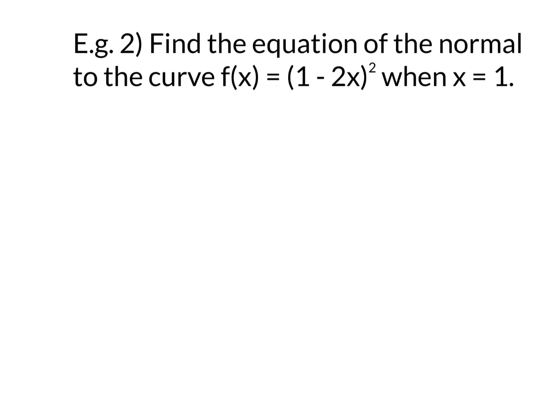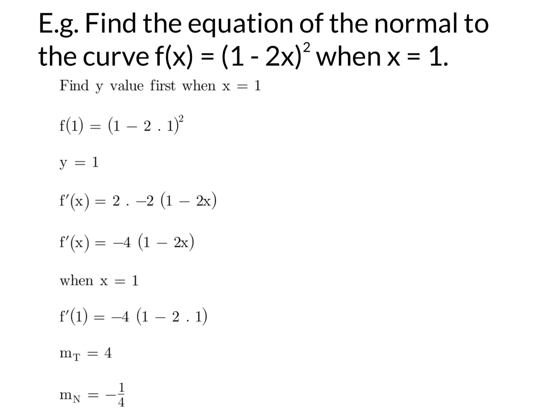For our second one, we're going to find the equation of the normal to the curve f of x equals (1 minus 2x) all squared when x equals 1. You will notice in this case, we don't have a y value. So that's going to be the first thing we're going to find. So finding the y value first, we sub the 1 in to our original function, (1 minus 2x) to the power of 2. And when you sub that in, you get a value of y equals 1.